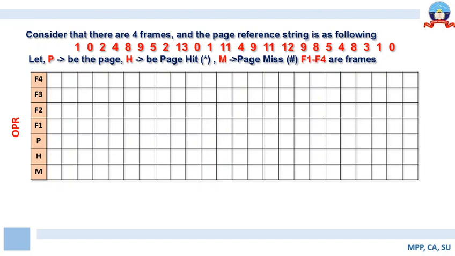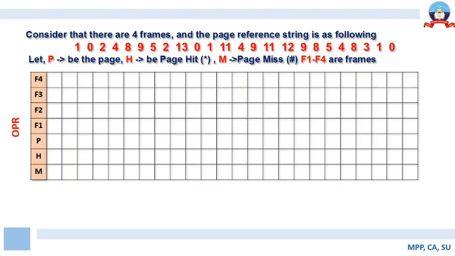As discussed earlier, page hit refers to a condition when the requested page is found in the memory, and page miss refers to a condition where a requested page is not found in the main memory. So hit and miss here for simplicity is represented using asterisk and hash respectively. So let us start with the steps that are involved in optimal page replacement algorithm.